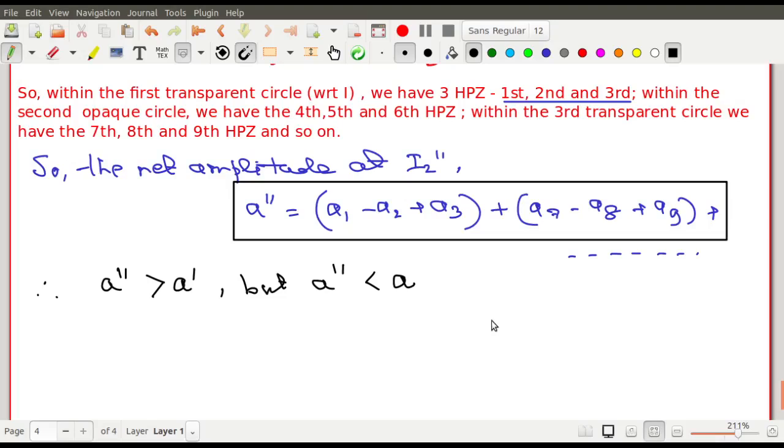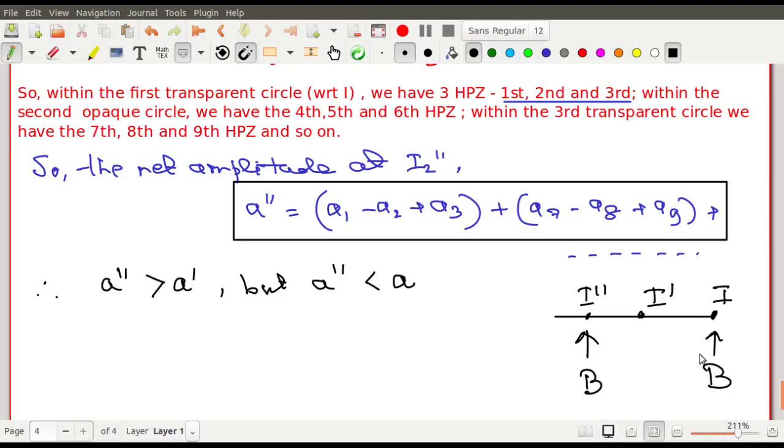So from here the basic conclusion that we draw is that A double dash is greater than A dashed, but A double dash is less than A. So this one is my point I. Don't draw this. This one is my I dash and this one is I double dashed. So here I have what? I have bright, right? This one I can consider bright. This one again I can consider bright, right?